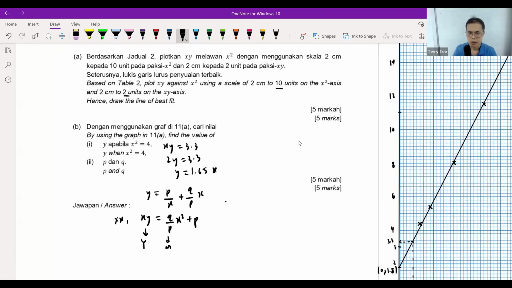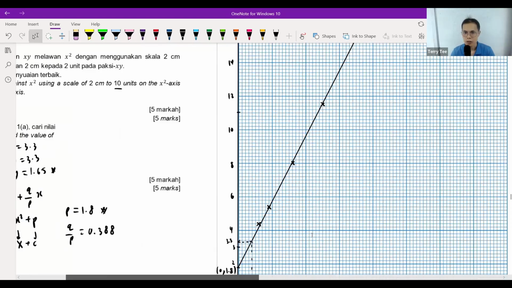Big Y represents the variable on the Y axis. Big X represents the variable on the X axis. So your gradient is q over p, your y-intercept is p. Now, if you look at your y-intercept from the graph, we got 1.8. No problem, right? Your gradient from the graph, just now I got 0.388. Let's just counter check, 0.388. Yes, 0.388.